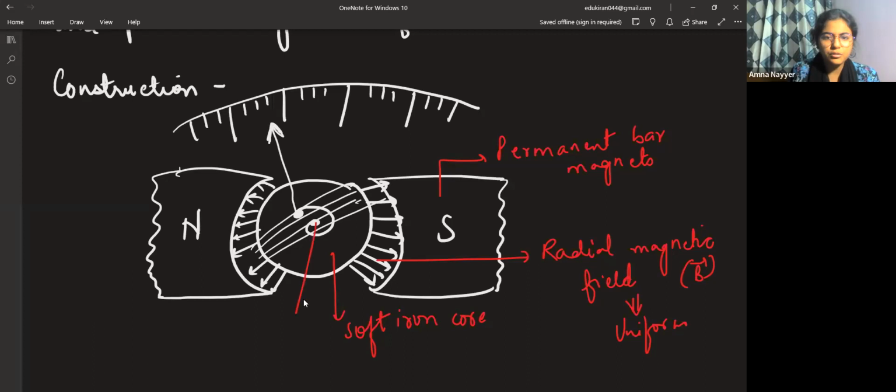This is a spring. Spring is attached to a pointer at one end. This is the scale. This is what is visible to us. When we see a galvanometer, you must have done your practicals in your school. You must have seen a galvanometer. You just see the readings and the pointer moving. So actually, this part is only visible to us. The other mechanism is hidden behind. So this is the scale, and this is the pointer.